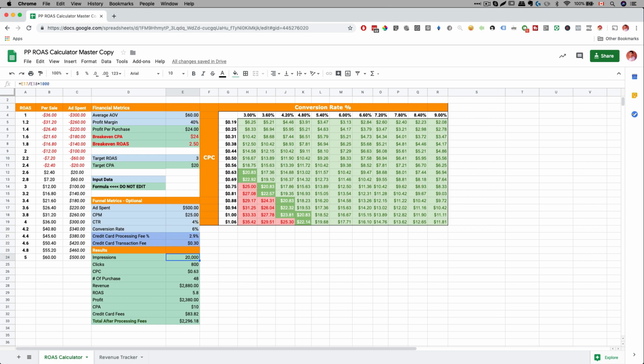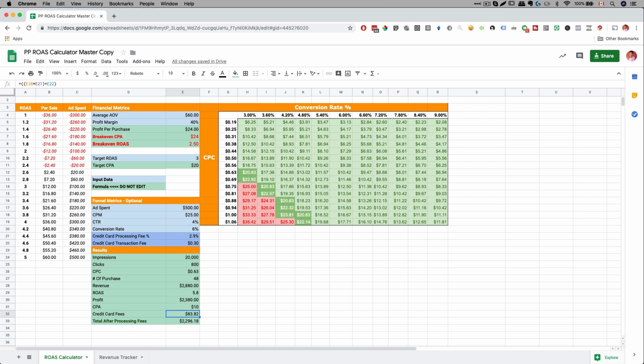Now, as we dive into the results, we can see that with what we have entered, we will get 20,000 impressions, 800 clicks, and our CPC cost will be 63 cents, and we should get 48 sales at 6% conversion rate. All right. And then our revenue will be $2,880, and our ROAS will be 5.8. And our profit will be $2,380. All right. Now we have our CPA at $10.